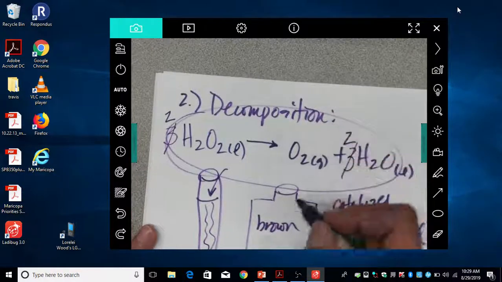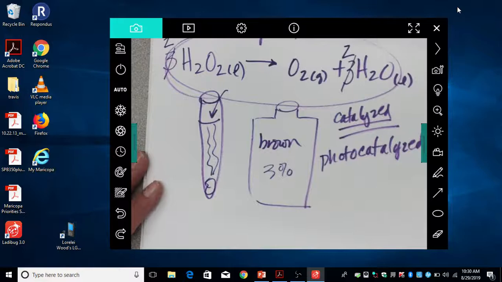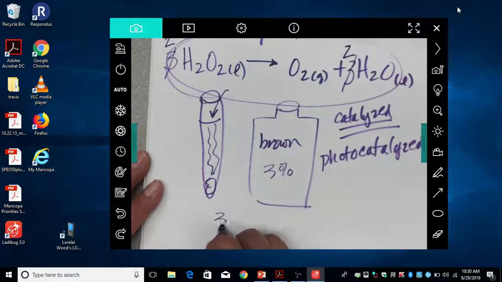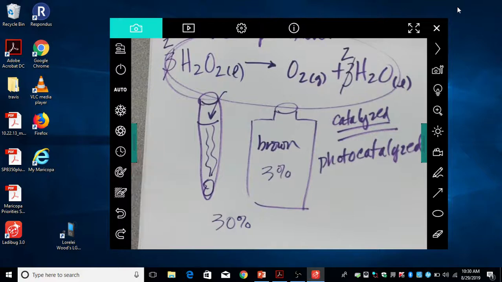Well, the stuff you buy at the drugstore is about 3% hydrogen peroxide. It's pretty wimpy. In the lab, we have 30%, which is almost pure. It's super toxic. You get the stuff on your skin, it will start irritating and corroding and burning your skin right away. It's so toxic.